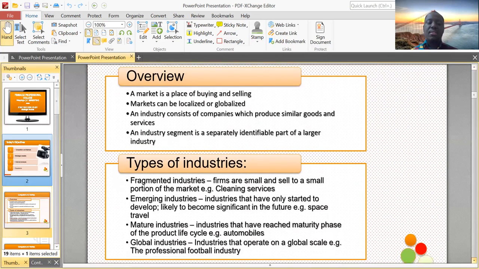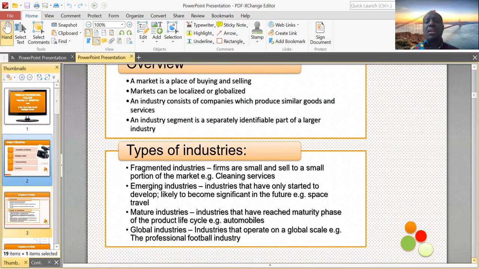Very, very important. So there are different types of industries. There are fragmented industries. There are emerging industries. There are mature industries, and there are global industries. So let's take them one by one and let's see what they actually mean.